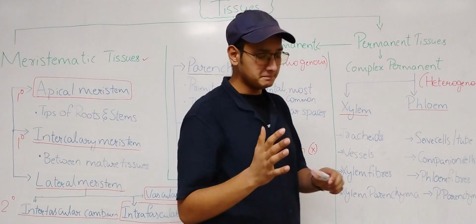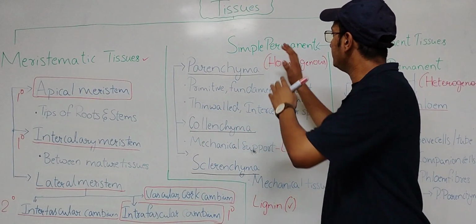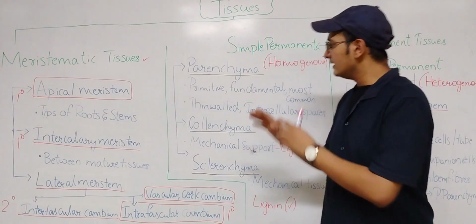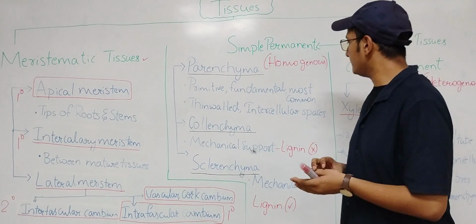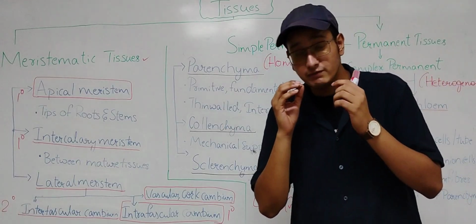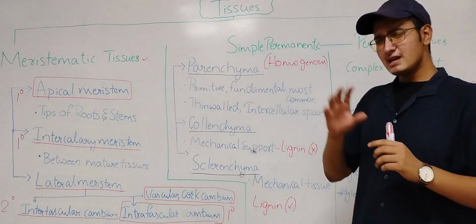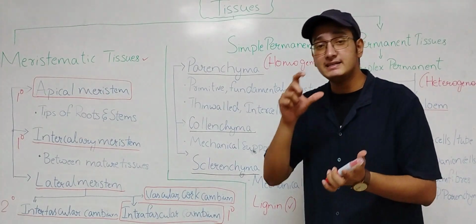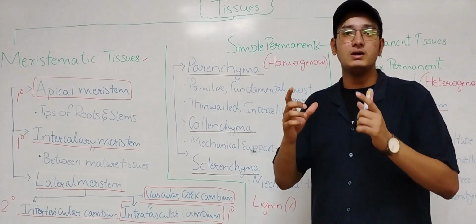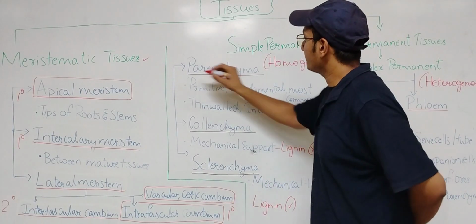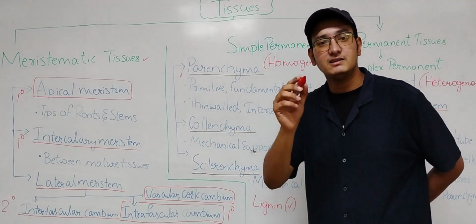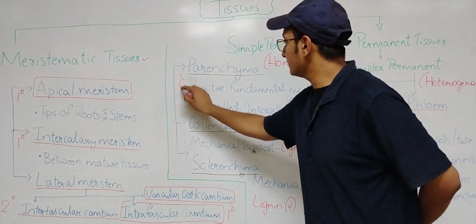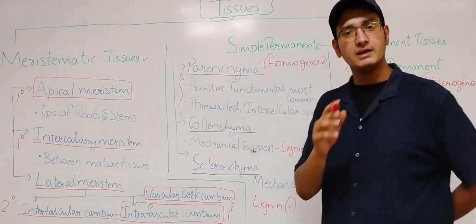So remember that. And coming to the second part, simple permanent tissues. Here we have parenchyma, collenchyma and sclerenchyma. Parenchyma are primitive and fundamental and the most common tissues that we will see. Whenever you find in an MCQ or somewhere else that they have intercellular spaces or thin-walled cells, then close your eyes and tick the option parenchyma. That's the main thing for them. There are many other things we have discussed in our previous class.